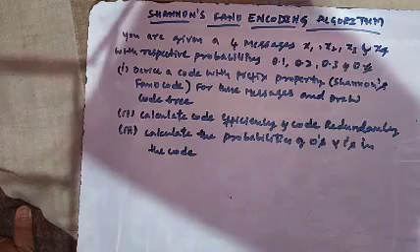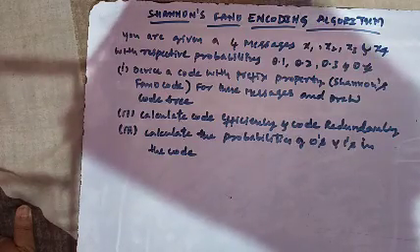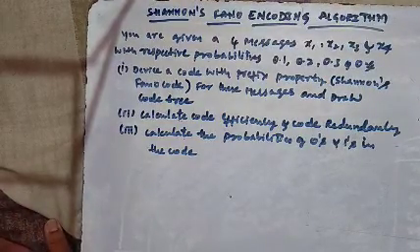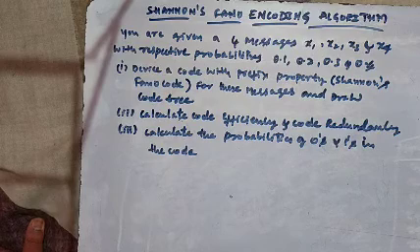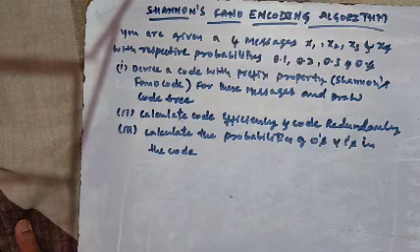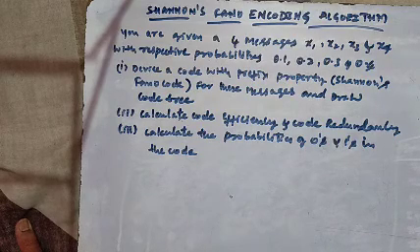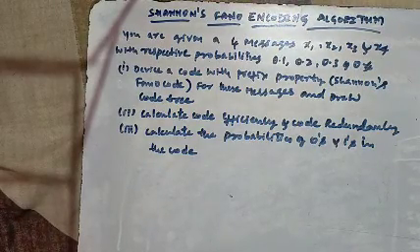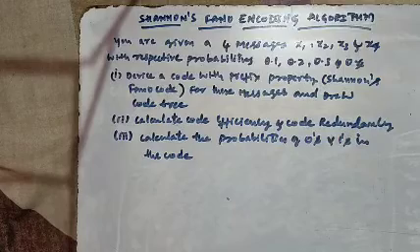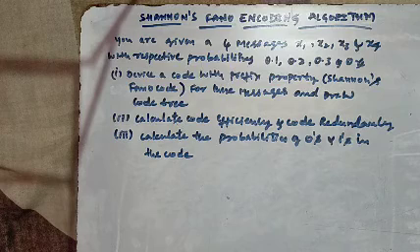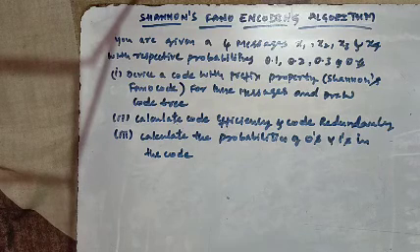Now again, continuing the lecture on Shannon's encoding algorithm, here I have brought another problem. The problem statement says you are given 4 messages x1, x2, x3 and x4 with probabilities 0.1, 0.2, 0.3 and 0.4. For the given symbols and probabilities, we have to devise a code with the prefix property using Shannon-Fano coding algorithm and draw the code tree.